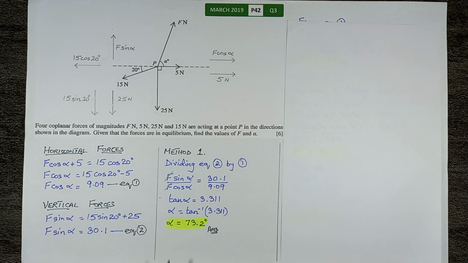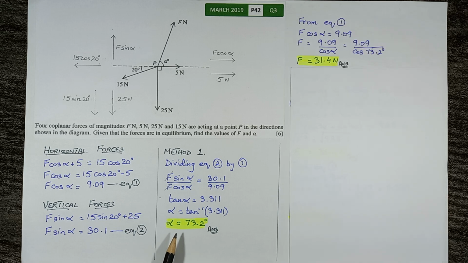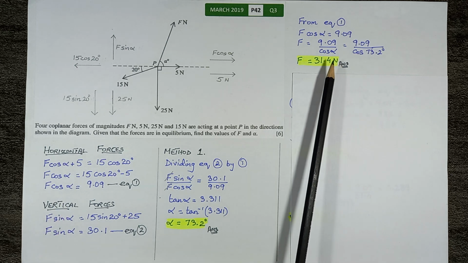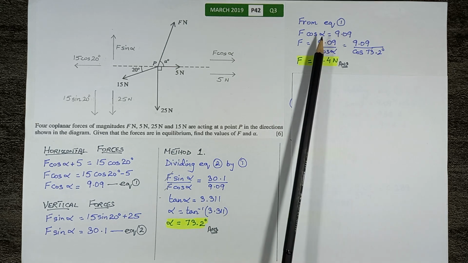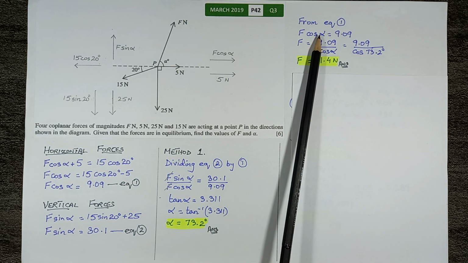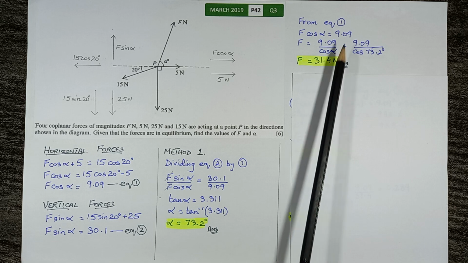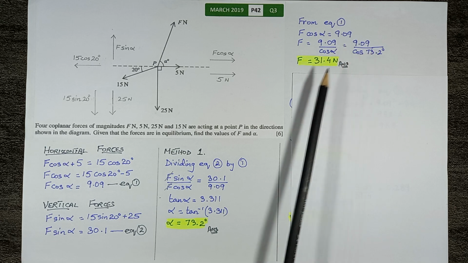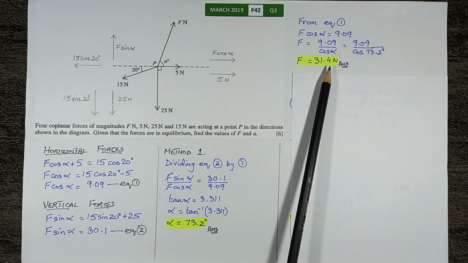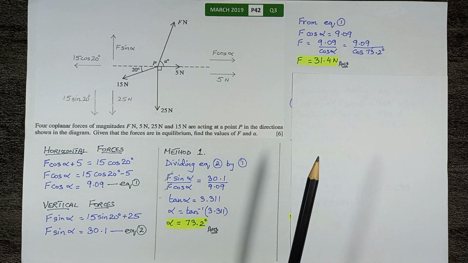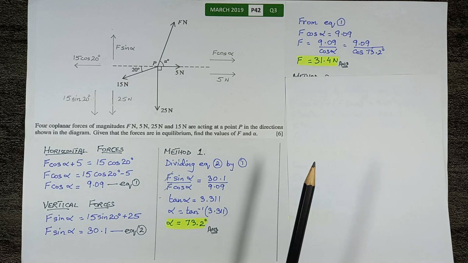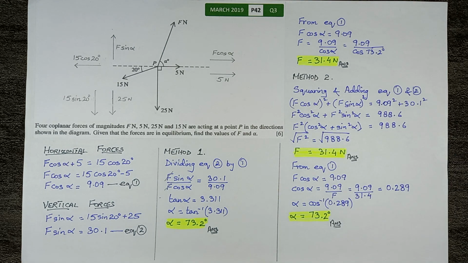Now you can put this value of angle alpha in any one equation, whether equation 1 or equation 2. For example, if we take equation 1, place the value of alpha 73.2 over here, and after that divide by cos alpha below 9.09, simplify it, and finally we have got the value of F.